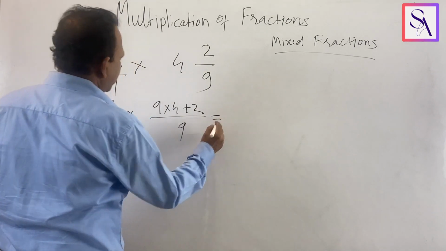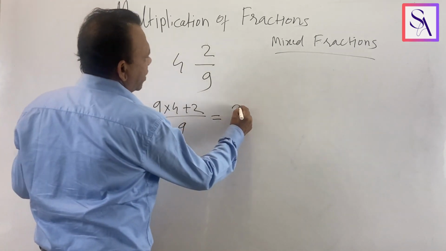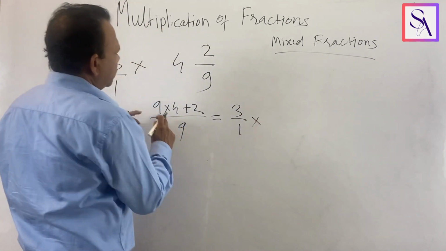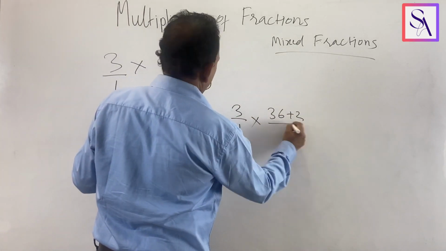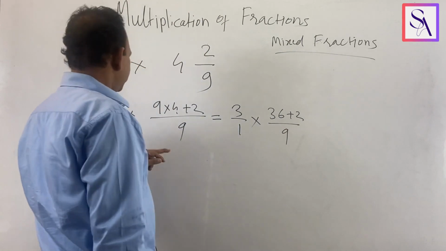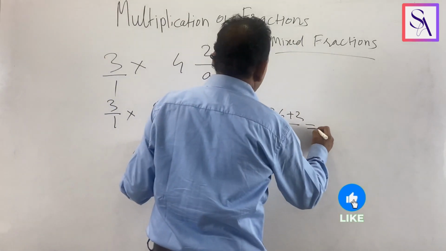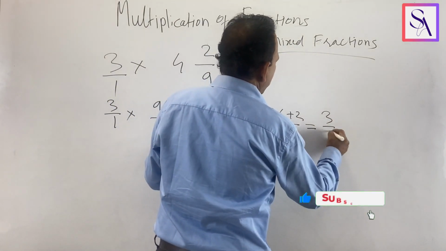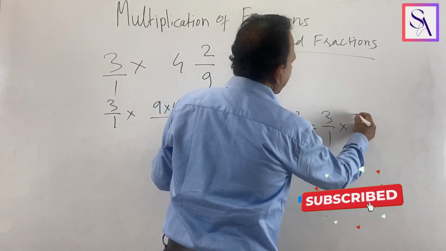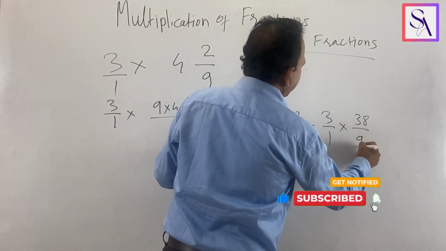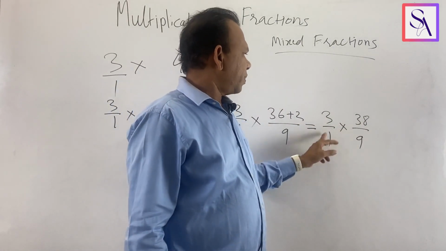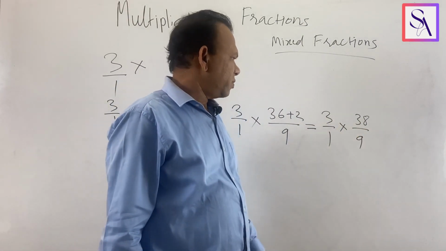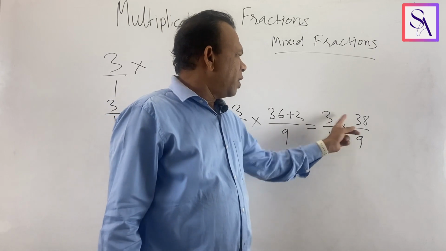So it would be 3 by 1, as it is, into 9 4s are 36 plus 2 by 9 is equal to 3 by 1, 38 by 9. So now these two fractions came. Now we have to multiply these two fractions. So in multiplication directly you have to multiply.